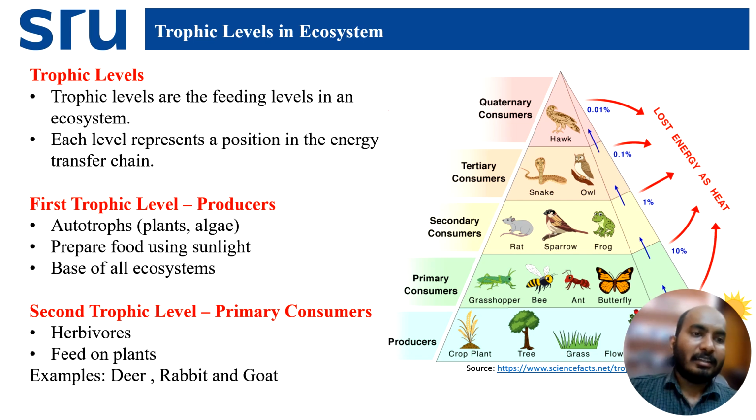So this is the second trophic level. Examples are grasshoppers, bees, and butterflies, which depend completely on plants, trees, grass, and flowers.